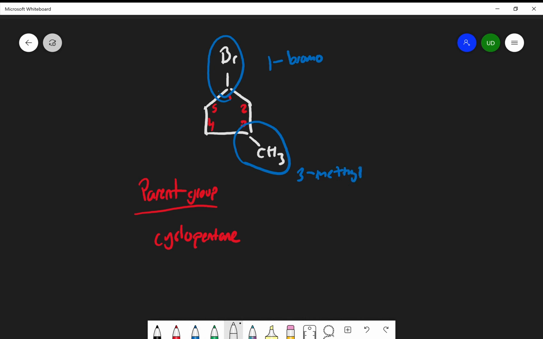So now we can properly name this compound. And remember, you gotta order these by the alphabet. And B comes before M, so it'd be 1 bromo hyphen 3 hyphen methyl. And then you'll end it with the parent group, which would be cyclopentane.